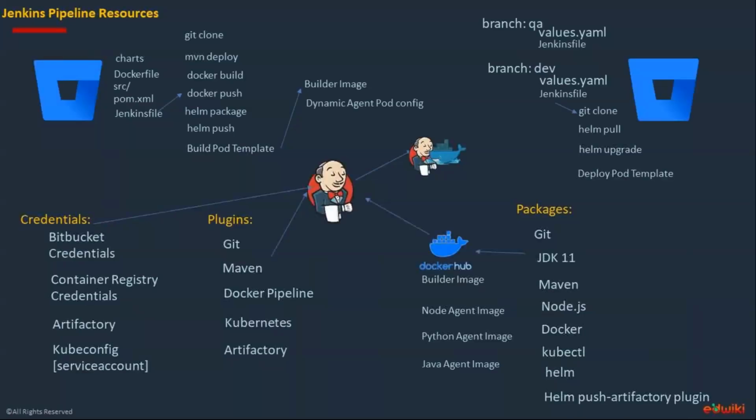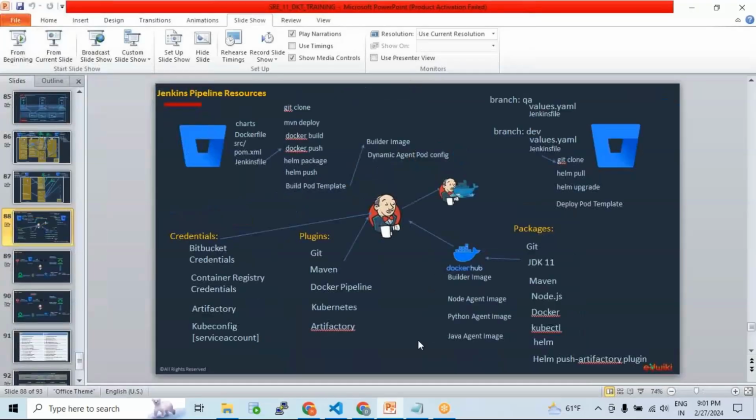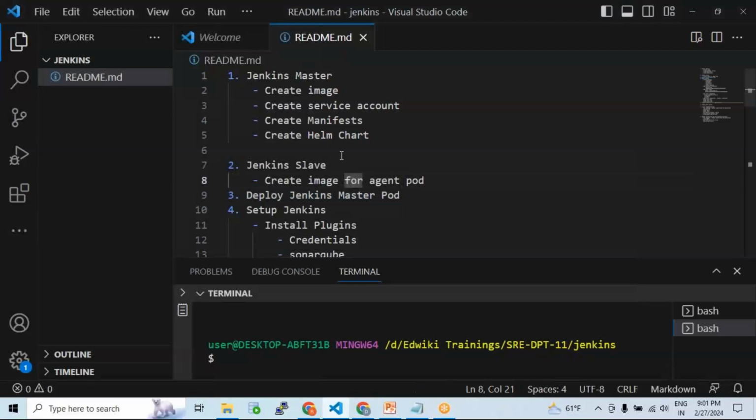So all these are the resources that I'm calling out just for planning what all is needed, what all I need to give to my Jenkins to take care of the whole automation. The same thing I have prepared in a sequential fashion here. To deploy the Jenkins master, I need to have the image, the service account, and the manifest. To deploy the slave, I need to have the image. Then you deploy the Jenkins master using the manifest files that you created before.